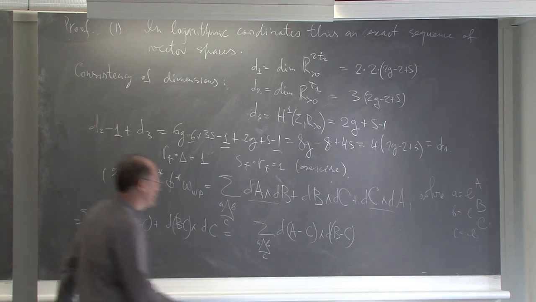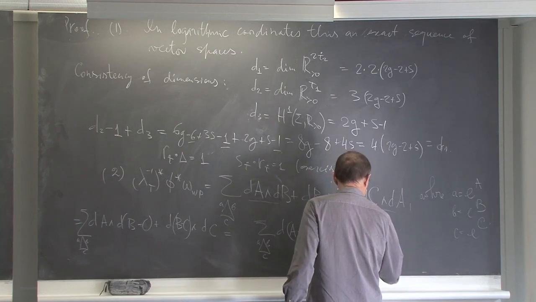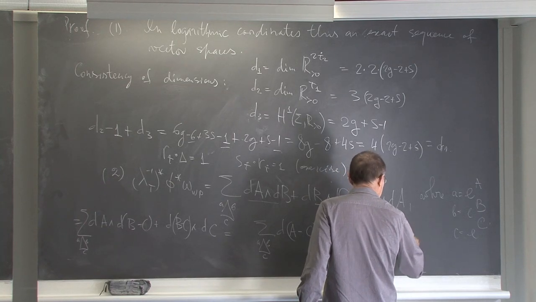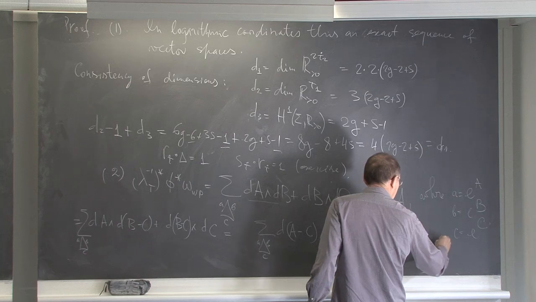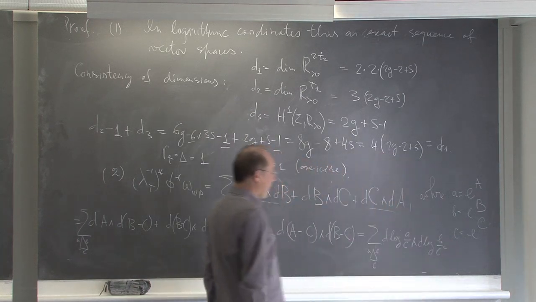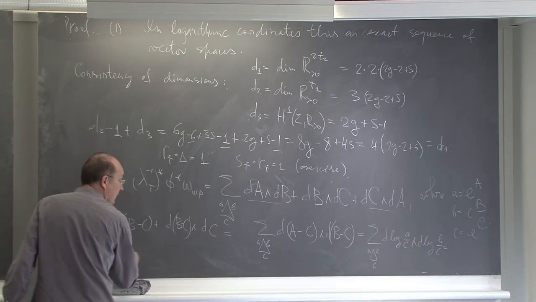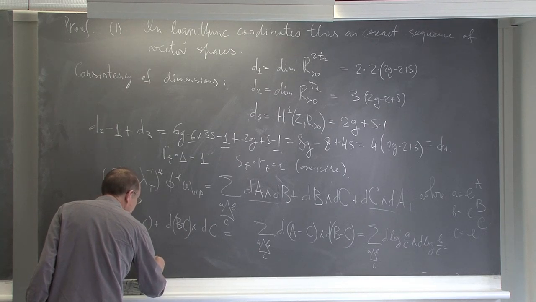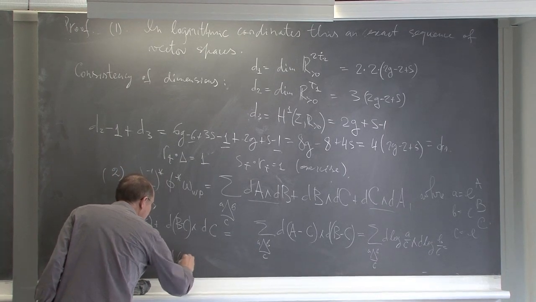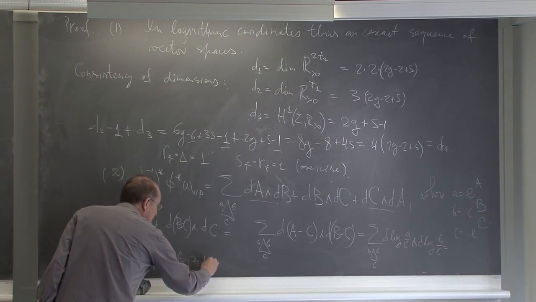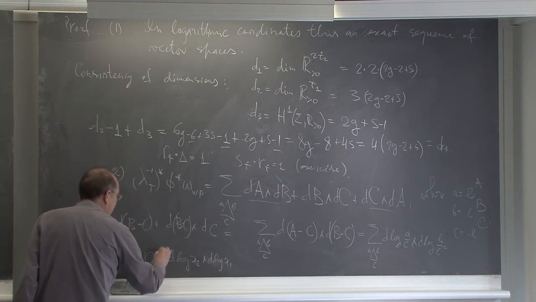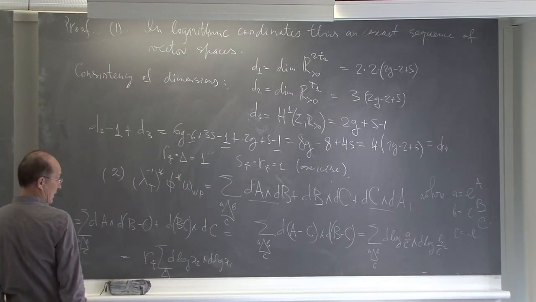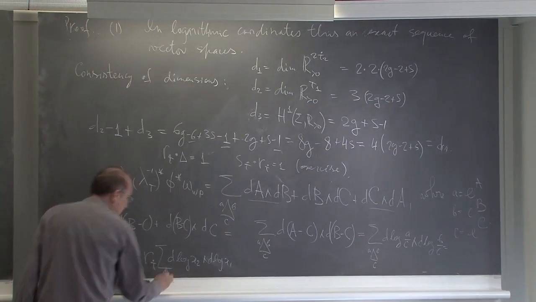And now if we come back to logarithmic coordinates, this is rewritten as d log of A over C, wedge d log of B over C. And this is nothing else but the pullback by R tau dot of d log of x2 wedge d log of x1, sum of triangles, where we specify one corner with variable x.